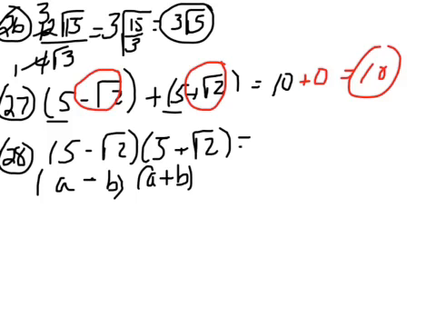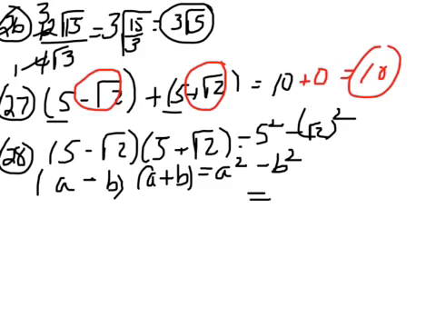So if you remember the quick way, you could multiply this all out, but the pattern for this is if you have a minus b, a plus b, it's the first thing squared minus the second thing squared. So that would be 5 squared minus the square root of 2, the whole thing squared. Well, 5 squared is 25. And then I'm going to subtract. The square root of 2 squared would just be 2. So 25 minus 2 is 23.